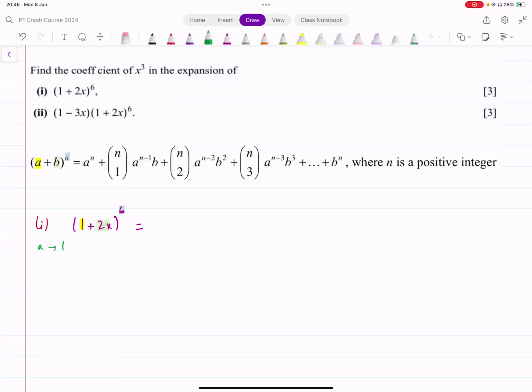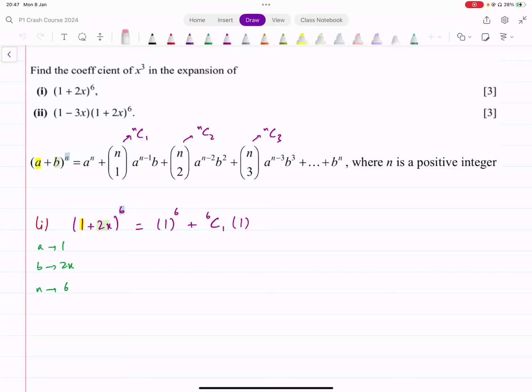These are the values that you're going to input in the formula. In place of a, you input 1. In place of b, you input 2x. In place of n, you input 6. Let's input these values. You have a raised to power n, that means 1 raised to power 6, plus. Remember, nC1, what does this stand for? This stands for nC1, right? This is nC2. This is nC3. So n is 6. We have 6C1 into a raised to power n minus 1, that means 1 raised to power 6 minus 1.